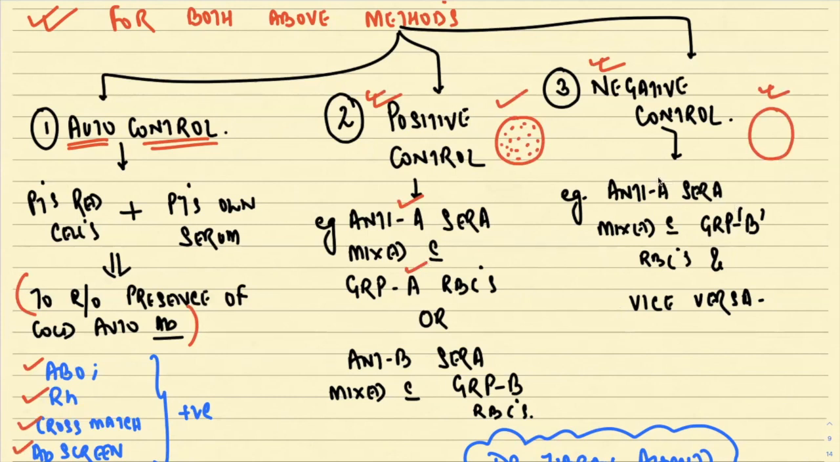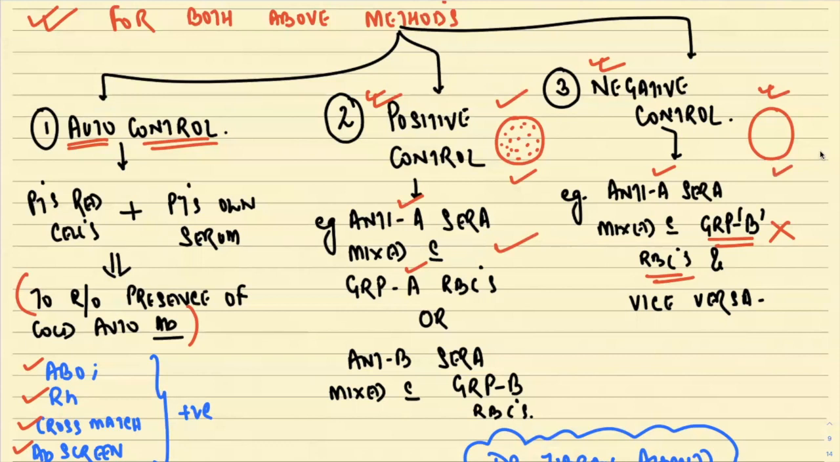For the negative control, for example, you just reverse it. You take anti-A sera, but you add group B RBC. So here there should not be any agglutination, and in the other there should be agglutination. So this is the positive control and this is the negative control, just to compare how agglutination looks. If you get a result like this, that means it is positive.